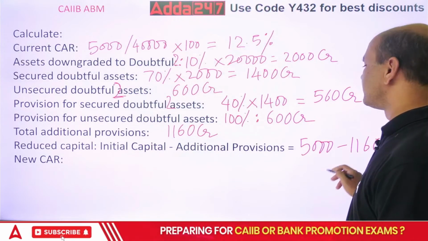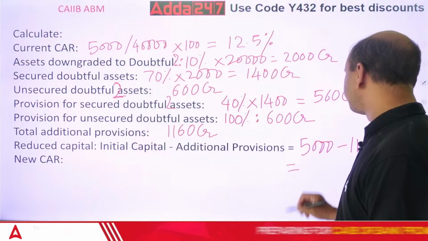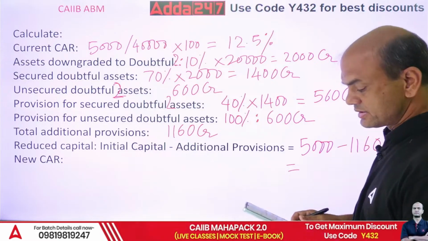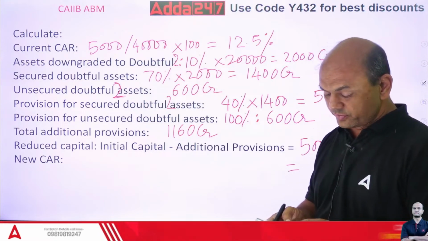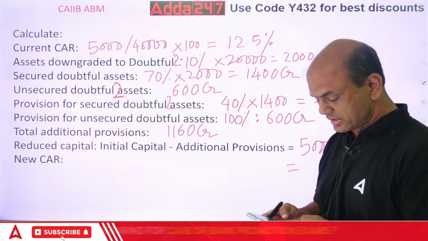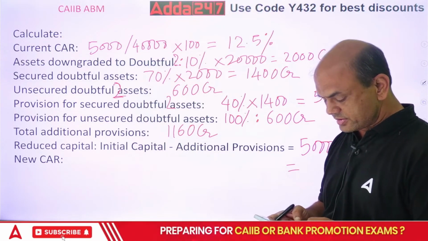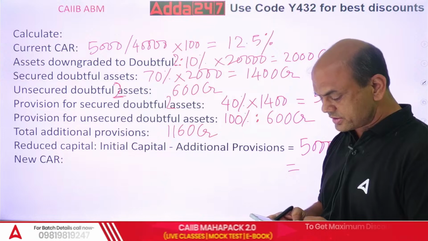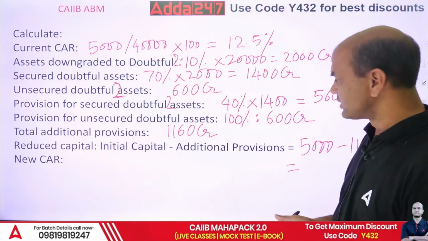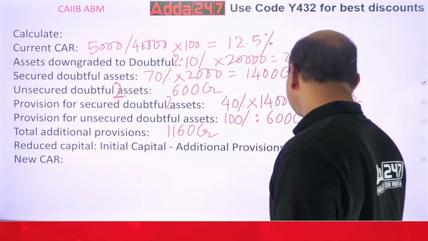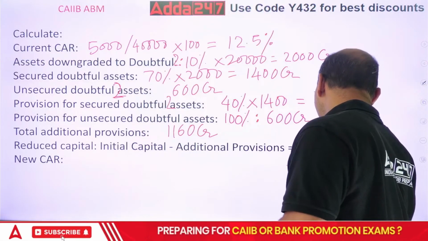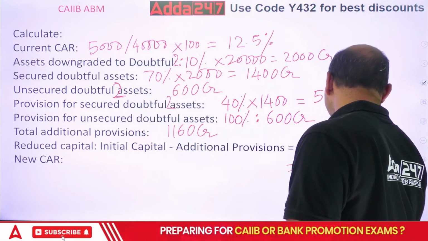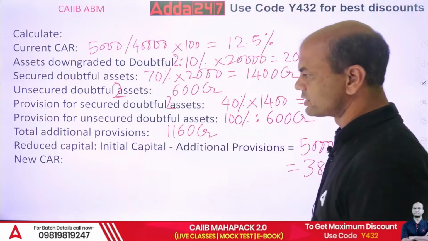5,000 minus 1160. So what is the answer? 5,000 minus this, you do it on the calculator. These confusing calculations, don't do it orally, because we always get confused in this. 3840. Right? 3840 crores, of course, everything is in crores.